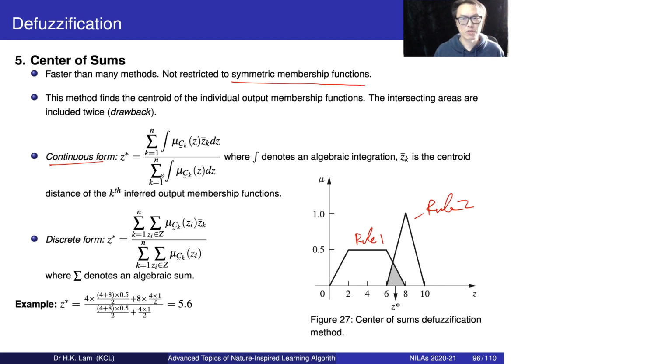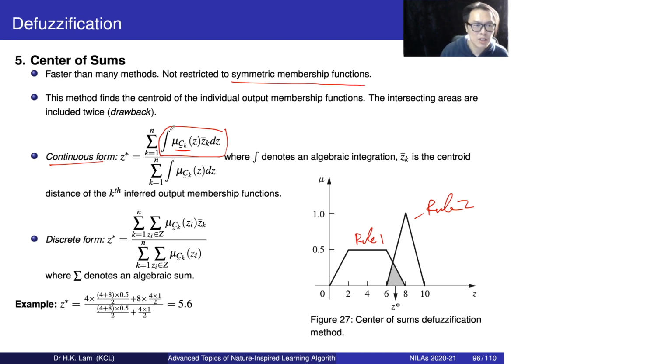The idea is very similar to the centroid method. But the difference is we are going to apply this equation to each output membership function separately. Now take a look at this one. Mu ck, because k equals from 1 to n, it means that this is the rule number. When k is 1, we are talking about this membership function. When k is 2, that is this membership function. That means we are going to compute this individually for each rule, and then sum them together.